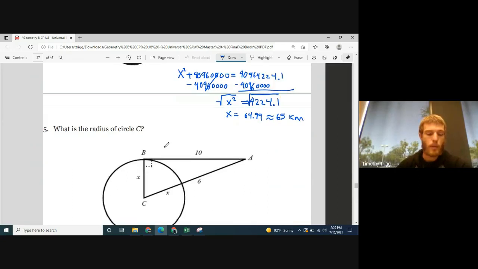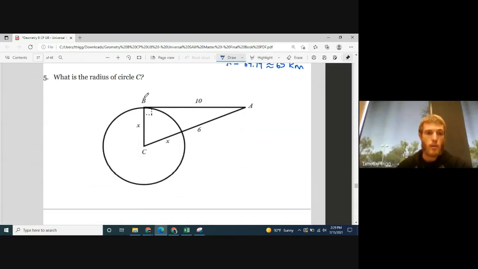Okay. Question 5. So here, what is the radius of circle C? So we have circle C, and we're looking for the radius. That's this length x. Notice the radius could also be considered from here to here, which notice they're both length x. So that's fine. And notice also that this is a right angle. So meaning that AB is tangent to the circle.